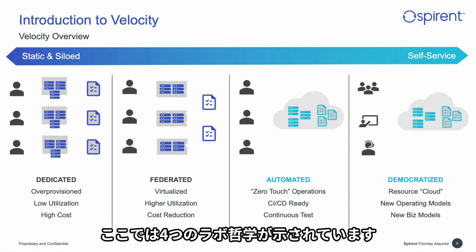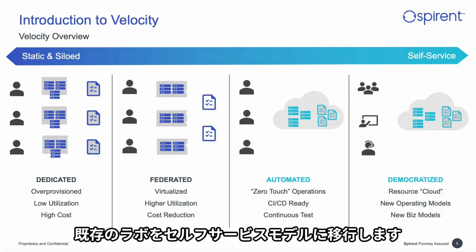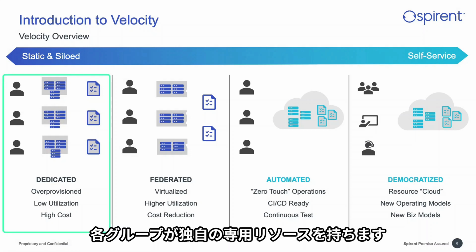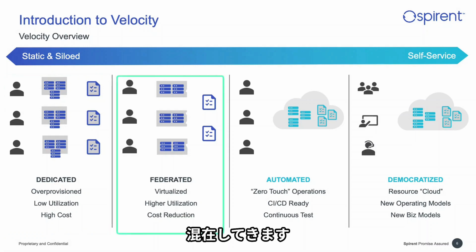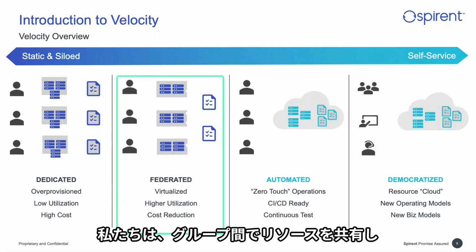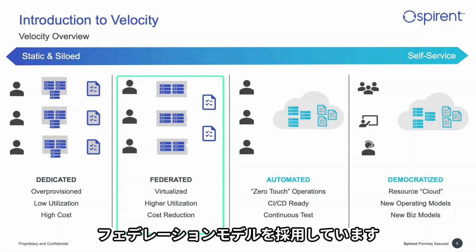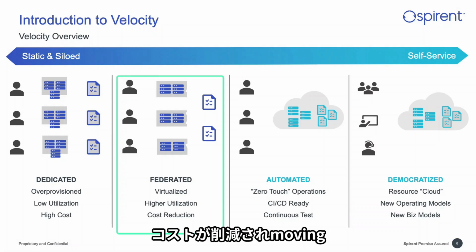Here we see 4 lab philosophies. Velocity can benefit and improve efficiency for each approach or help move existing labs towards the self-service model. On the left, we have a static model where each group would have their own dedicated resources and may have a mix of static and dynamic testbeds. As we move to the right, we have a federated model where we introduce resource sharing between groups and use dynamic testbeds for the majority of use cases. This allows for higher resource utilization, lower cost, and more flexibility.